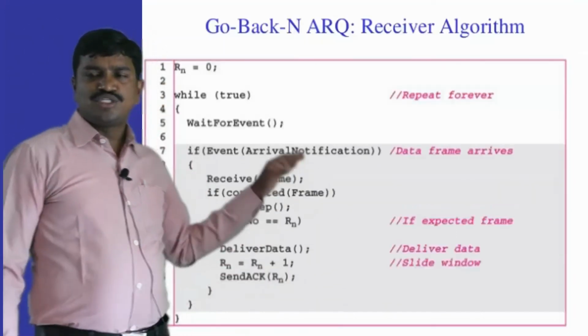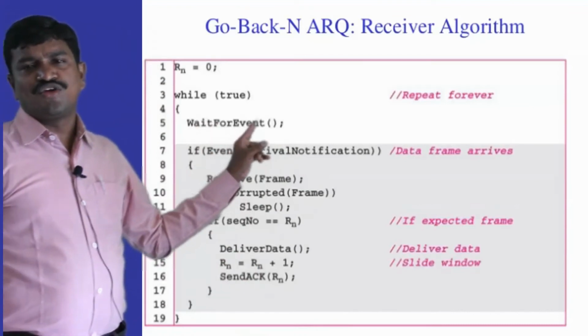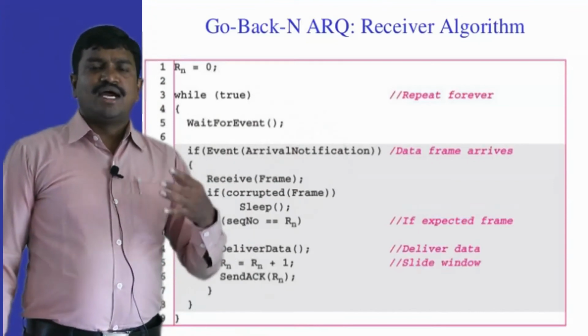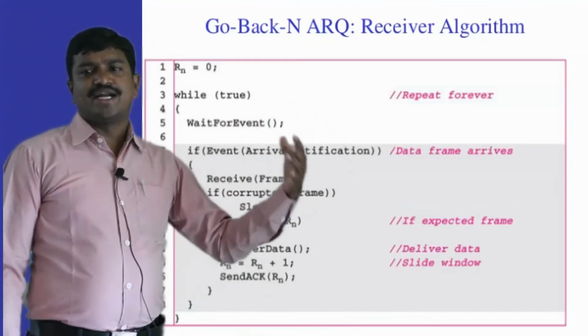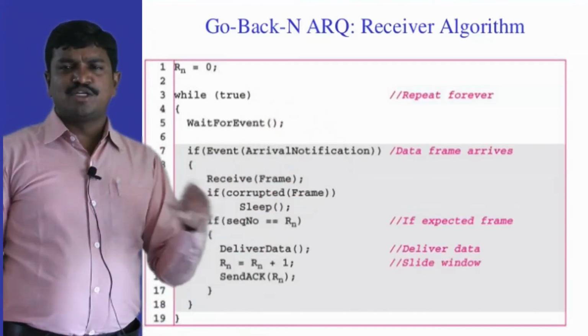If you see this at the receiver side, it is so simple. We make use of only one control variable, that is Rn, which is initialized to 0. When a frame is received, an acknowledgement is prepared and sent back, and Rn is incremented by 1. That's what it is doing. How many events are there? For the receiver, only one event.